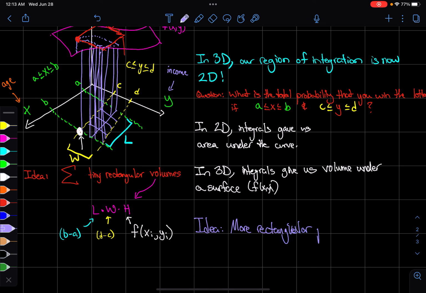Rectangular prisms are better. Okay. So that's going to give us a better idea of the solution that we're going to try and get. So let's see if I can work an example for you guys really quick. Let's just do a quick one.